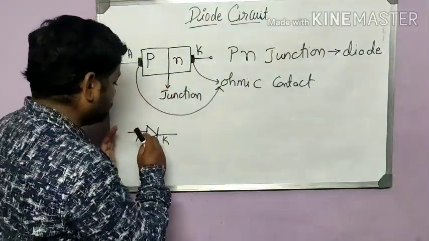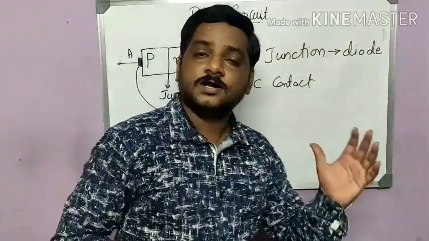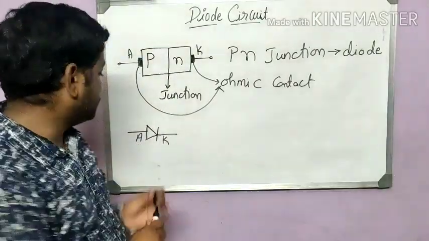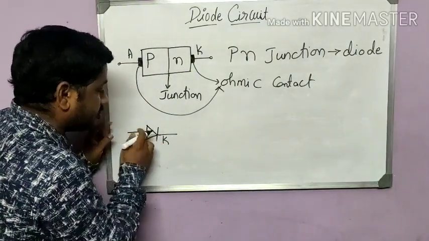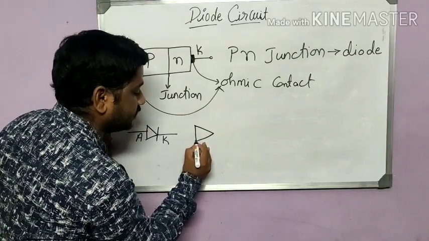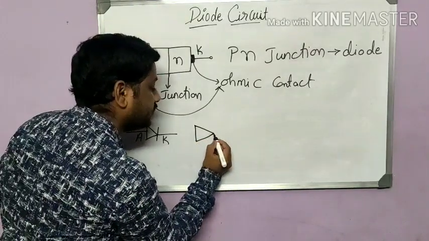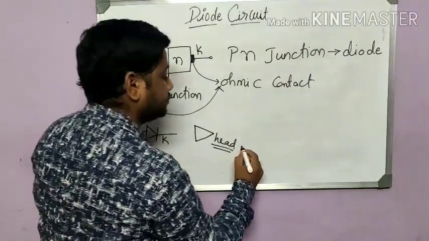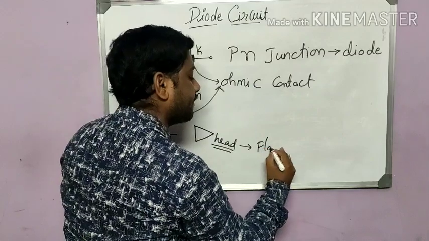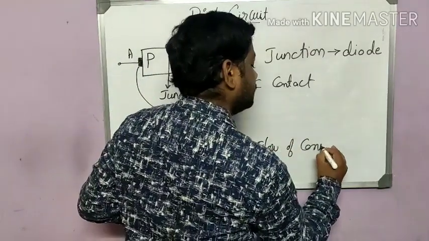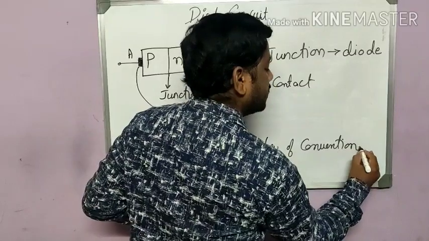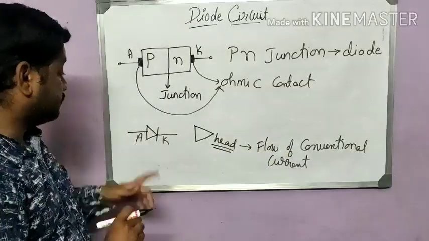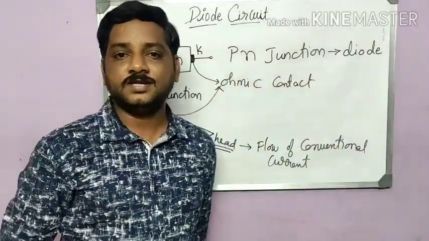Okay, so before going to the concept of working of a diode, I want to tell you one more important thing. The diode symbol is just like an arrow mark, right? And this point we call the head, and this we may call the tail. The head is going to indicate the flow of conventional current in the diode.